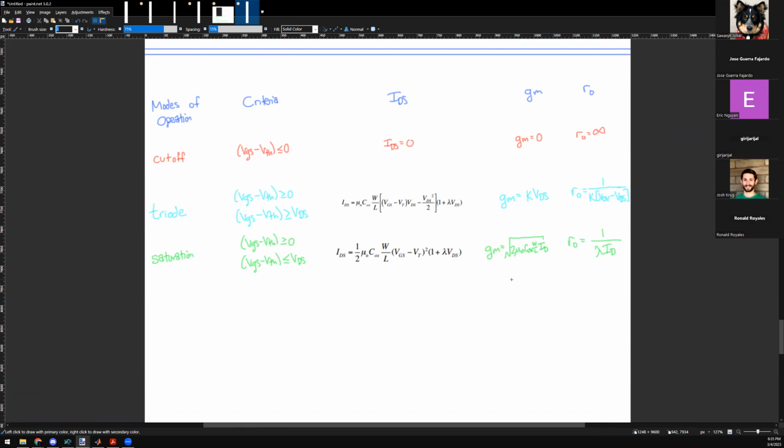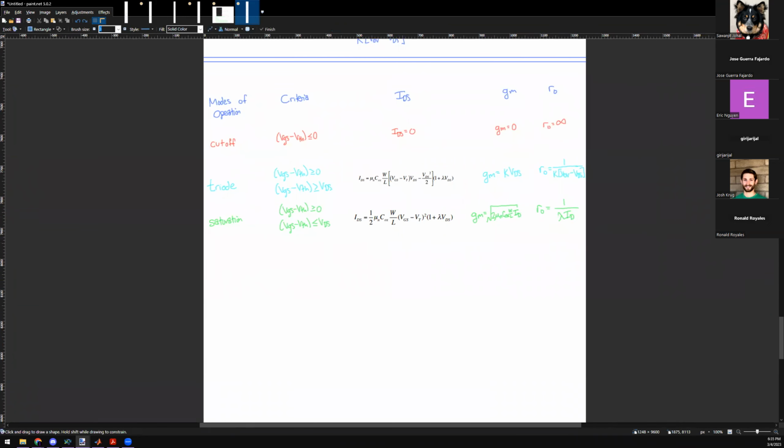So the reason why the cutoff is infinite is because the derivative is actually 0 no matter what it is. And therefore the inverse of that for the resistance is infinite, because 1 divided by 0 is infinity-ish. Does this table make sense? Yes. All right. Here's your cheat sheet for that table.